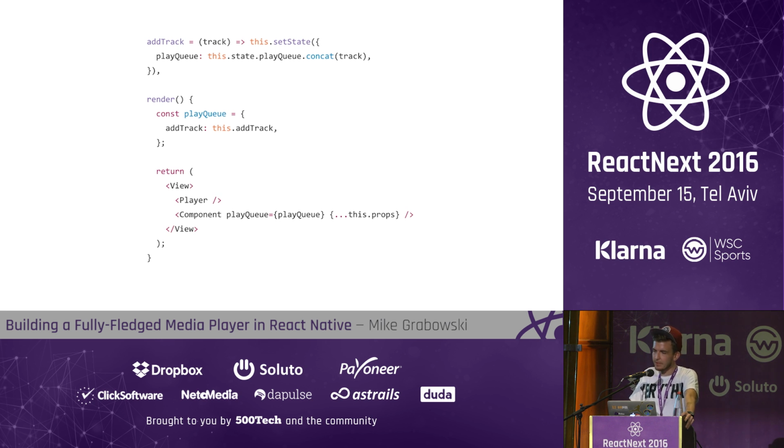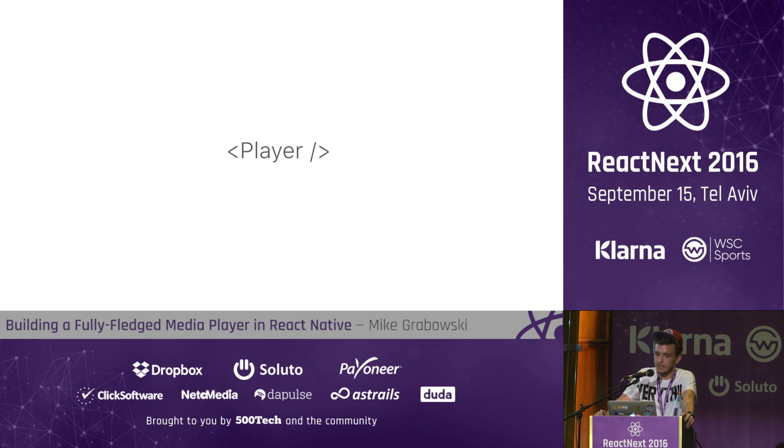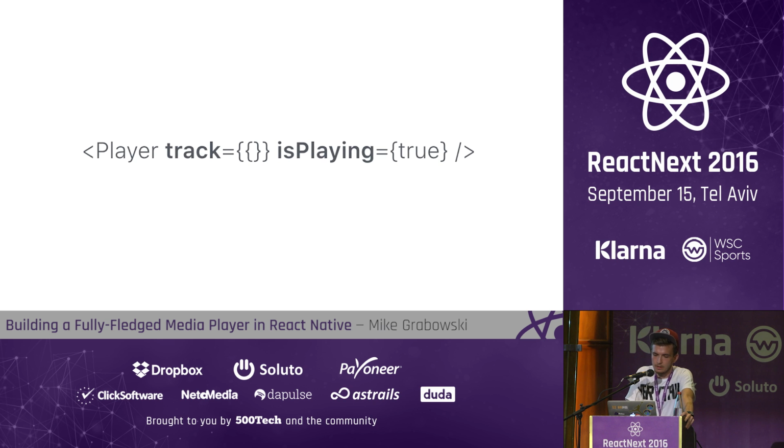But if you haven't already noticed, there is one extra thing in the render method that we haven't talked about yet. It's the component called player. And that's the one that will be producing our side effects. So let's think for a second, what are the most important things that this component should be aware of? It's a player, so naturally, track and isPlaying should be the most crucial props that we have to pass in order to start small with some basic features, right?